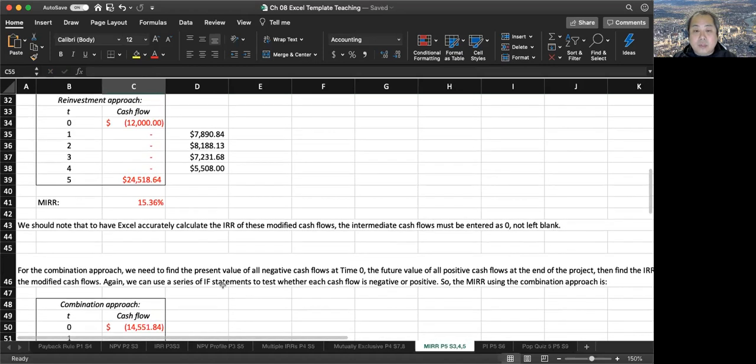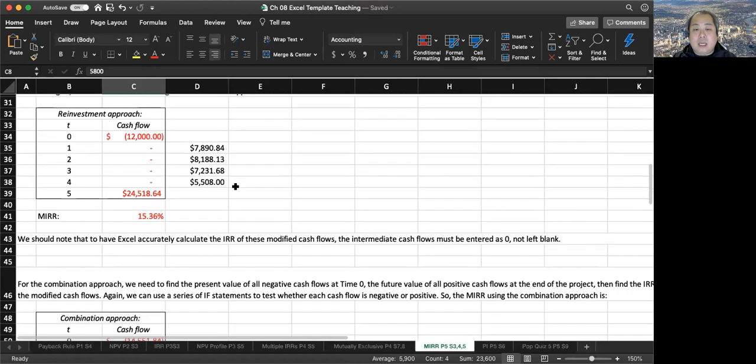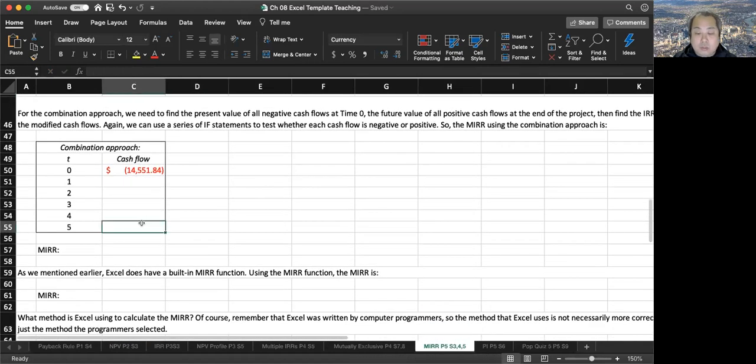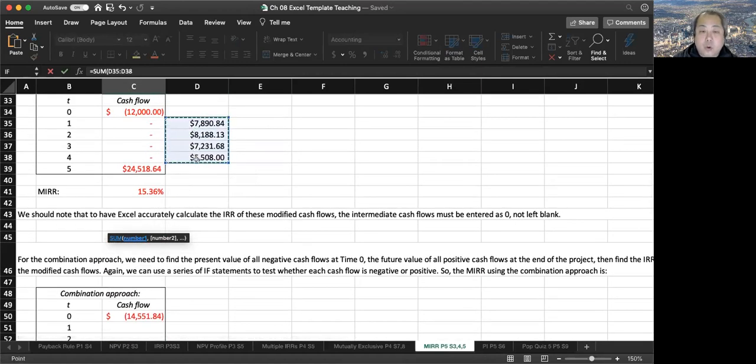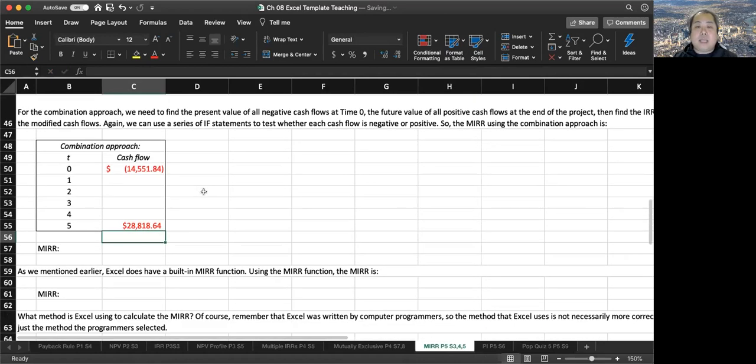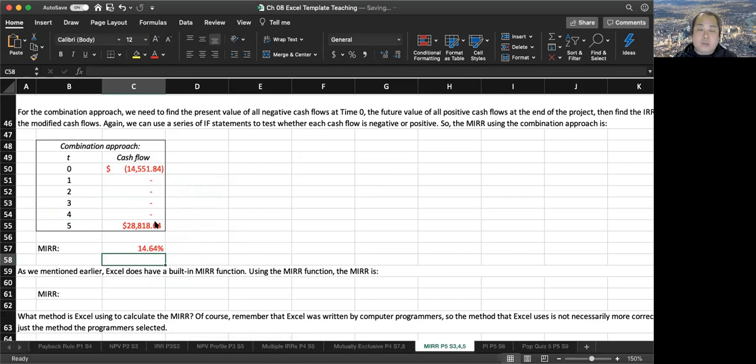And for the final year, we need to have the sum of these positive future values. We have positive future values here, right? And we already calculated the future values. So we simply calculate the sum of these 4, and $28,818.64 will be the final. And then you have 0 cash flows from year 1 to 4 and calculate the IRR. 14.64% will be the MIRR, which is again good, higher than 11%.